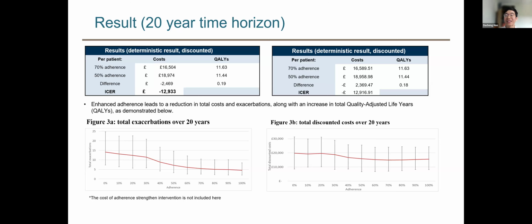Remember that in this case, we haven't brought in the intervention for adherence. We just say that when the adherence improves from 50% to 70%, this is the cost and health benefit. So if you have an intervention that comes with a cost, to justify it when you improve adherence from 50% to 70%, you need to justify the cost, because the cost will naturally be saved by around £2,000 because of this improvement.